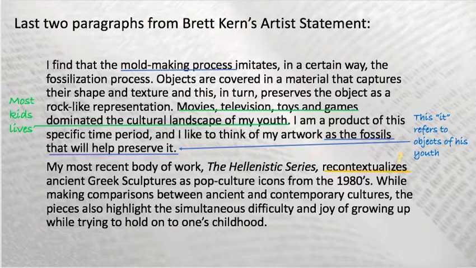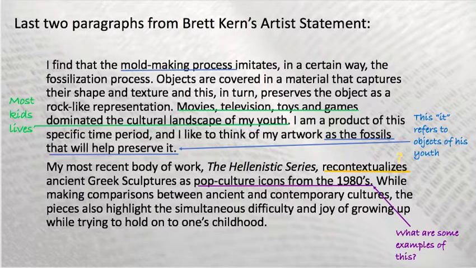The other thing from the sentence that stands out is it says pop culture icons from the 1980s. I know I was only alive for 2 years during the 80s. I don't think any of y'all were alive, so we might need to look up what pop culture icons from the 1980s are, because I don't really know what that is. So we're going to underline that in purple, and maybe we'll come back and look some of those up later. Now it says, while making comparison between ancient and contemporary cultures, the pieces also highlight the simultaneous difficulty and joy of growing up while trying to hold on to one's childhood.